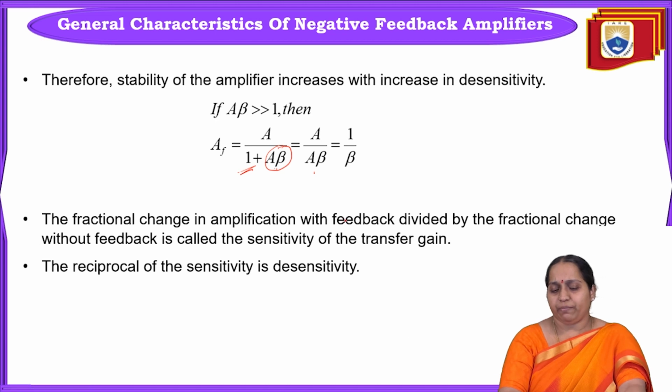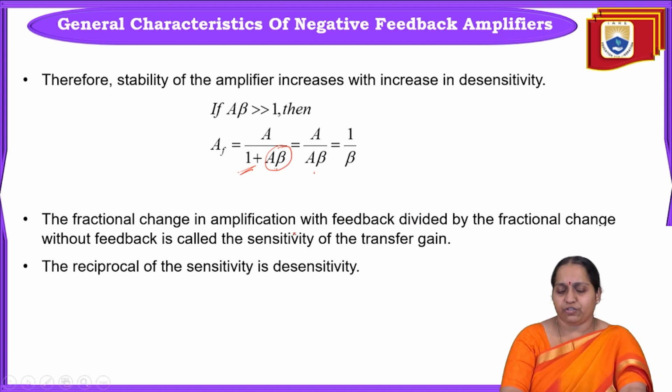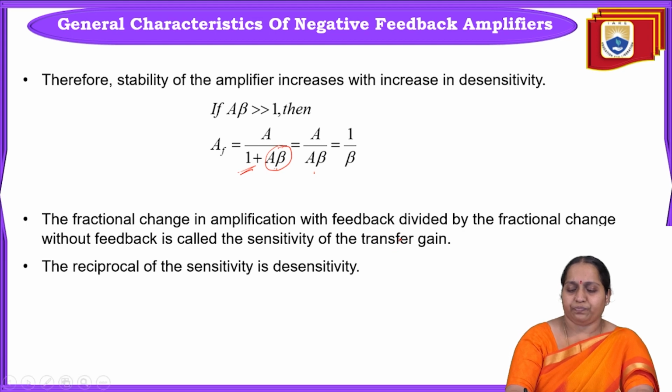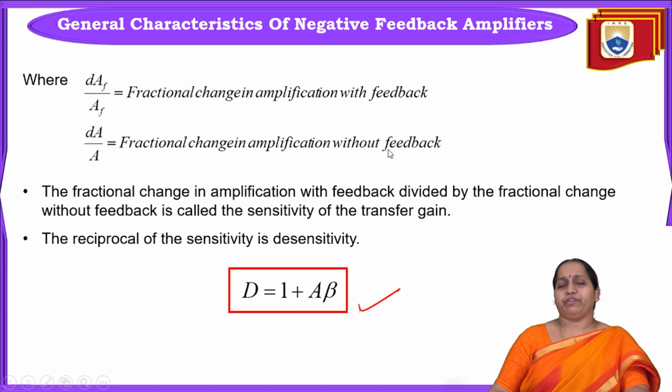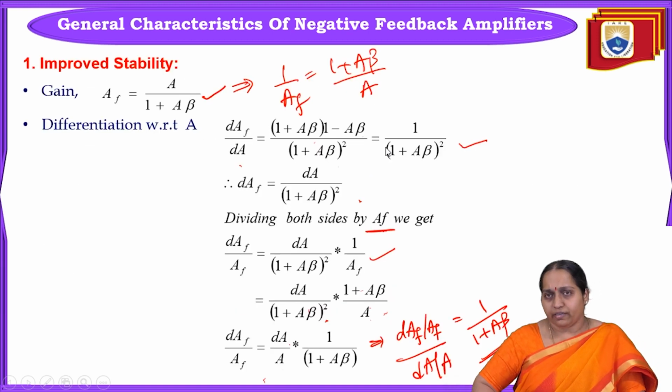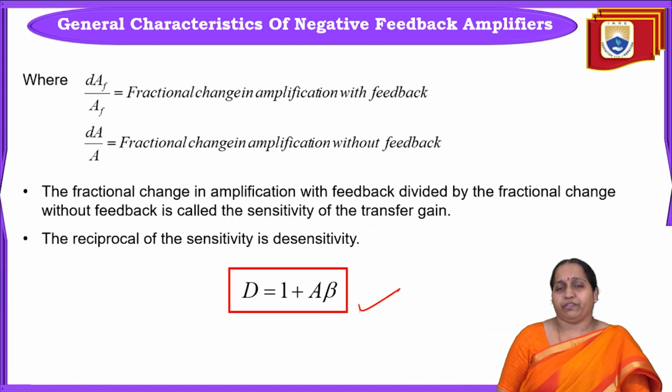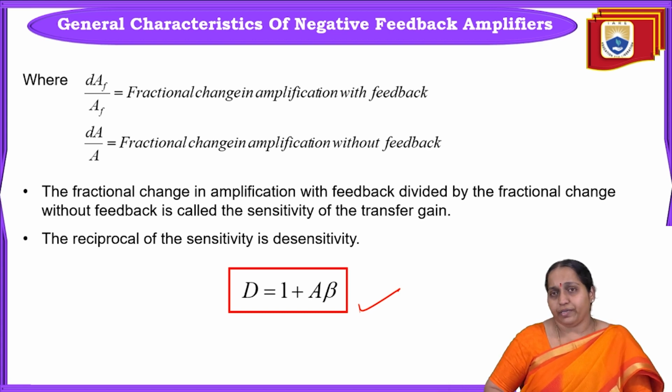The fractional change in amplification with feedback divided by the fractional change in amplification without feedback is called sensitivity. So AF is equal to 1 by beta. In that way you can see that the gain with negative feedback has good stability compared to that of positive feedback.